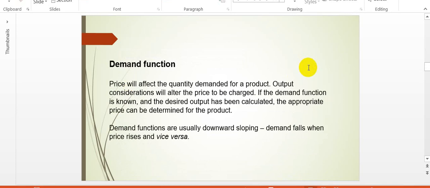We move on to look at the demand function. Price will affect the quantity demanded for a product. Output considerations will alter the price to be charged. If the demand function is known and the desired output has been calculated, then the appropriate price can be determined for the product. So to do this, we use the demand function. This demand function is usually a downward sloping curve, since demand falls when prices rise and demand increases when prices decrease.